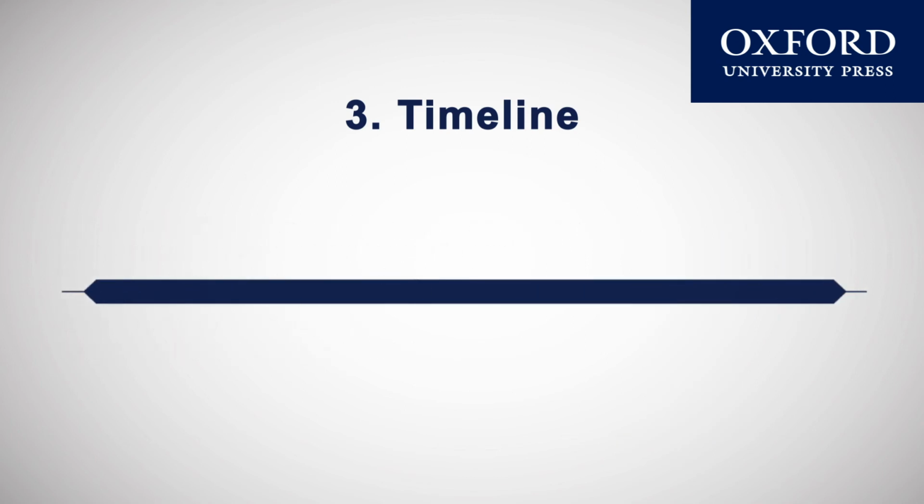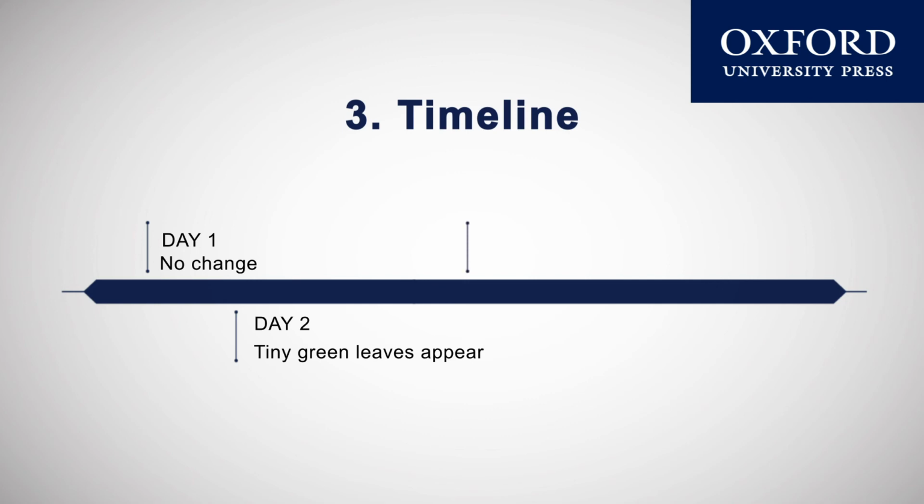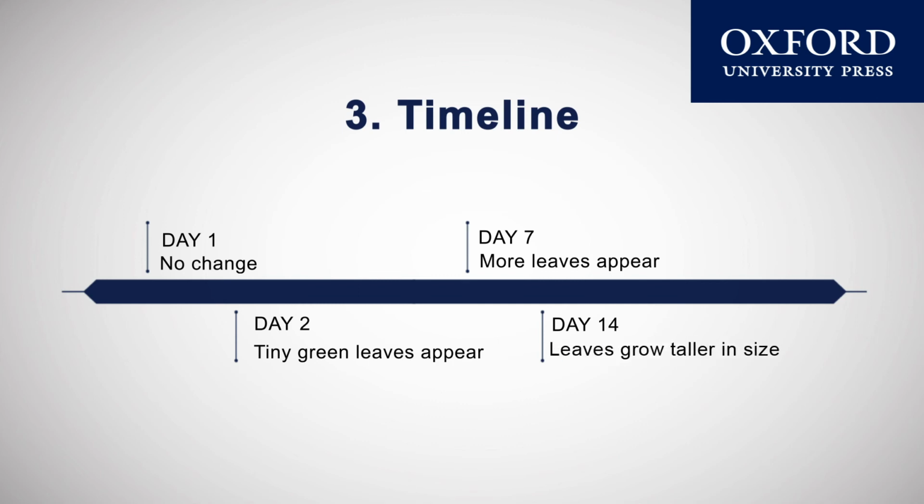Let's see how a timeline can be used to answer this question. For example, the student writes down day 1 and writes down no change, because that's the day when he or she has started the experiment. Then on day 2, they see that tiny green leaves start appearing on the carrot top. Day 7, for example, they write down more leaves appear. And on day 14, they write down their observation that the leaves grow taller in size, and they continue with this timeline, as suggested by the teacher, for a month or 2.